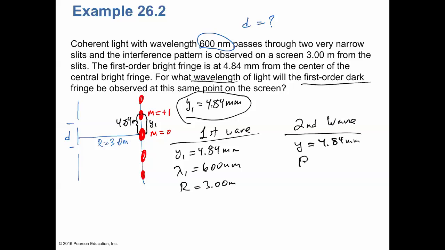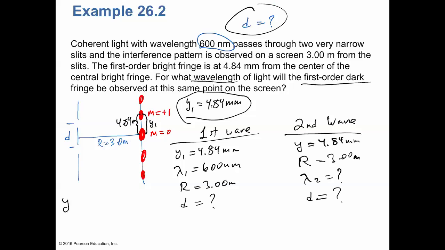Well, R is still going to be the same for this one, but lambda 2 here is unknown. In my first wave, I also had D as unknown. Remember, I talked about that. But for the second wave, we have D and wavelength unknown. And remember, I can relate all of those together with this equation.